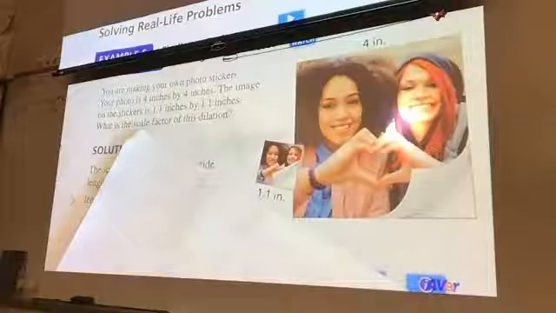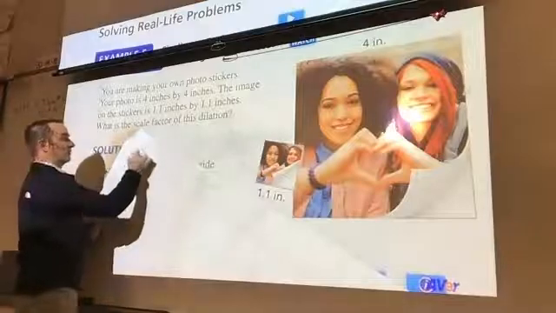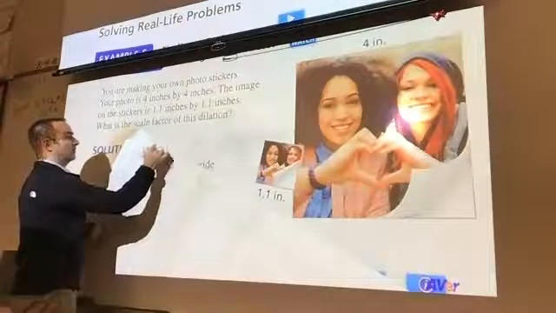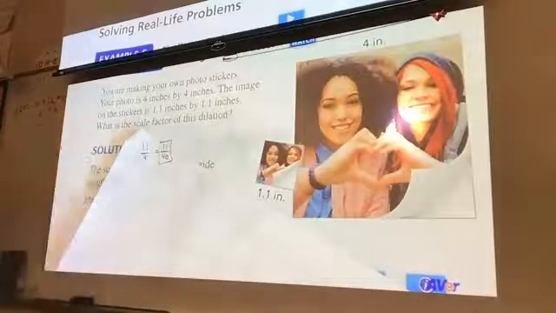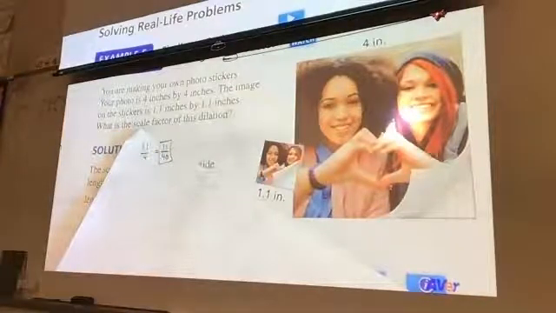Got it? So you can do like 1.1 over 4. Okay. And then change it to 11 over 40. And we can simplify it more. So there's our scale factor, 11 over 40. Somebody other than Riley, why is it 1.1 over 4? Why is it not 4 over 1.1?